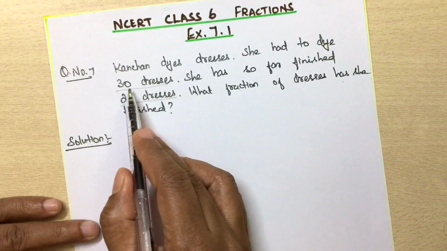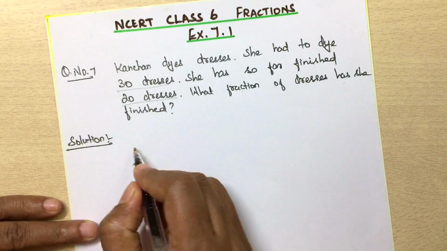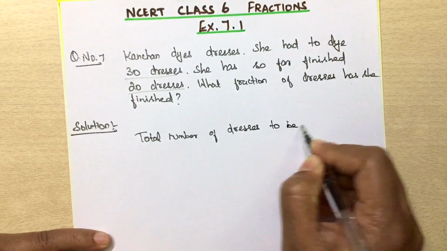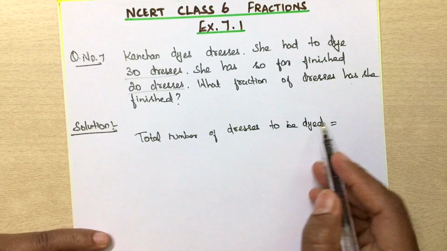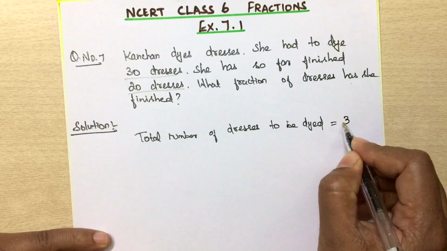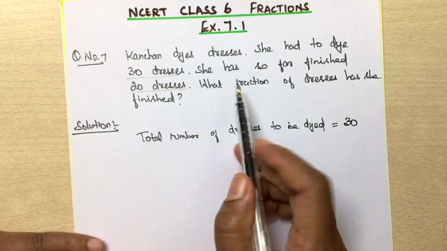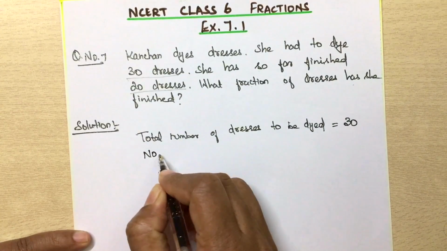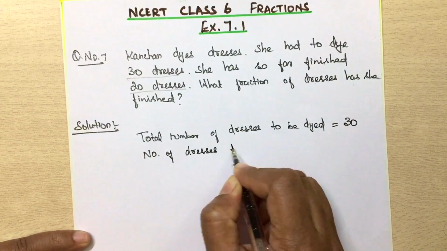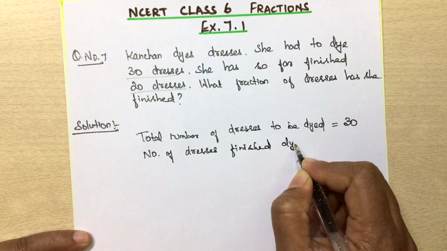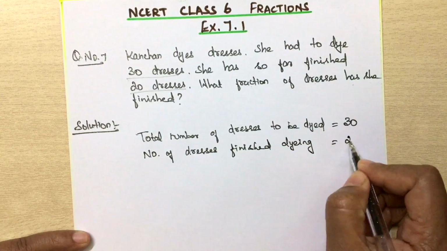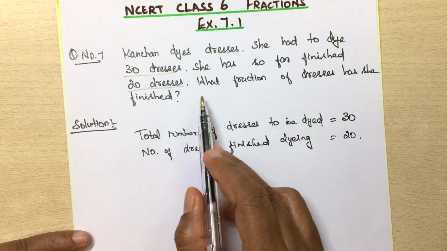Now let us start. So first of all, what we need to find? We have to find the total. Total number of dresses to be dyed. That is 30 dresses is the total. Now she has finished 20 dresses. Number of dresses finished dyeing, that is 20. Now we have to find the fraction.